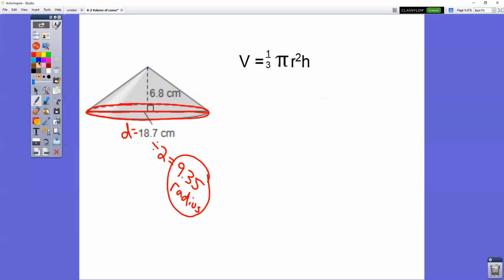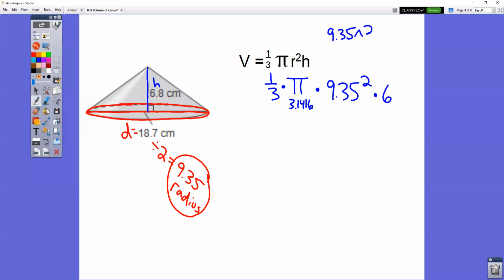Your height of the cone goes from the tip of the cone down to the center point of that circle. So this is your height. Your height is 6.8. So in our formula, you're going to do 1/3 times pi, again, or 3.1416, times your radius squared, so times 9.35 squared. Remember, that would be 9.35 caret button 2 when you're typing it into the calculator. Or if you don't have a caret button, it's just 9.35 times 9.35. And then times the height, which is 6.8.